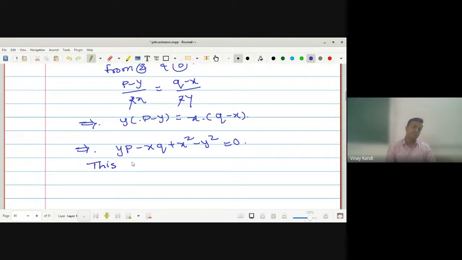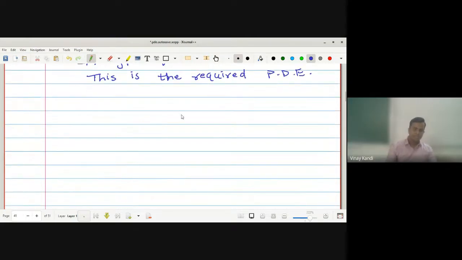So this is the required partial differential equation. Okay, any doubt up to here? Okay, now the second example. f of (x minus z) and (y minus z) is equal to 0. Okay, now answer.